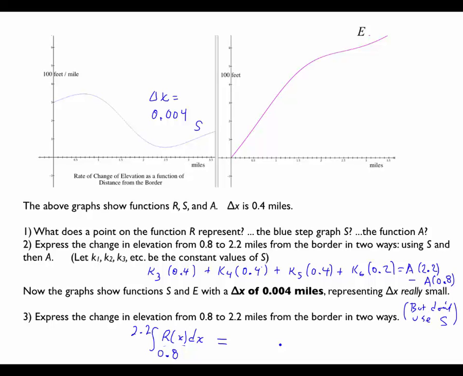No, not with sigma, because these are really, really small. So what's the other way we can represent this now? It's the same thing we had before here, but instead of the piecewise linear approximating accumulation function, this became E. So this became the exact accumulation function. So we can do E of 2.2 minus E of 0.8.